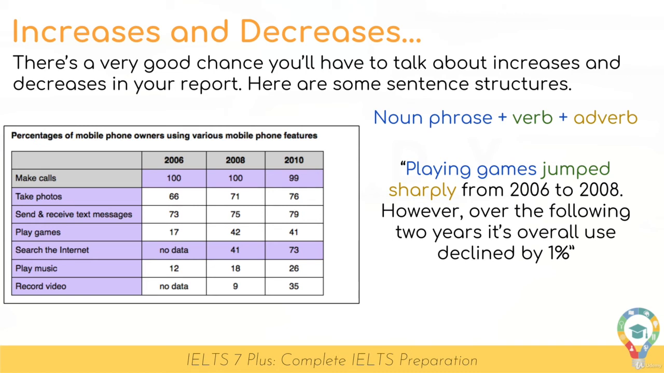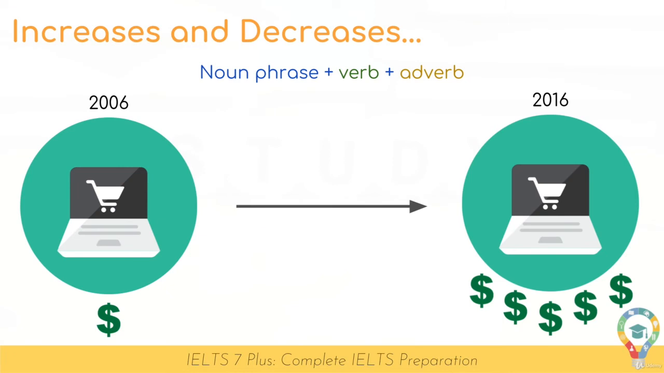This sentence structure of noun phrase, verb and adverb is really useful, and I'd like you to try and use it to describe this. There may not be one exact correct answer for this, as you could use a number of different noun phrases, verbs or adverbs. Try and describe it, and if you can, also say what dates it happened between. Pause the video now and write your example sentence.